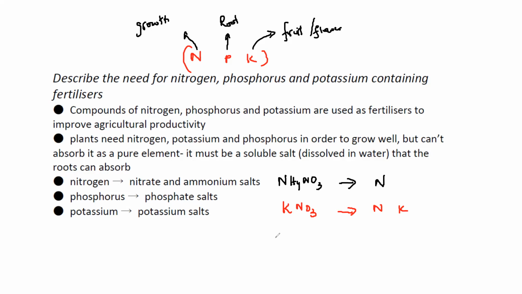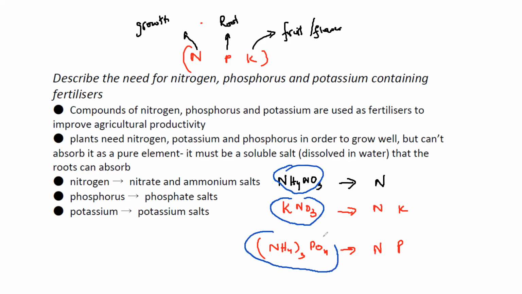And if we have ammonium phosphate, what are the essential nutrients this can provide? It can provide nitrogen, it can provide phosphorus. So these all refer to fertilizers. Why do I call this a fertilizer? Because it is providing nitrogen. Why do I call this a fertilizer? Because it is providing potassium and nitrogen. Why can I call this a fertilizer? Because it can provide nitrogen and phosphorus.